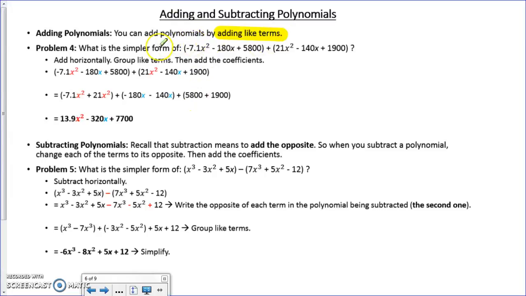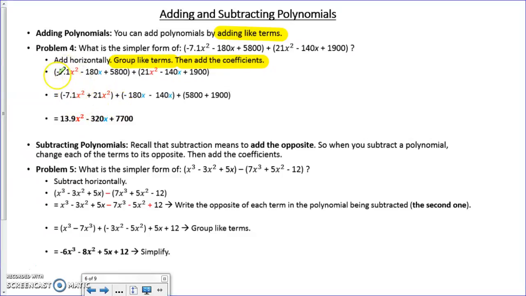Problem 4. What is the simpler form of negative 7.1x squared minus 180x plus 5,800 plus 21x squared minus 140x plus 1,900? If we add horizontally, we're going to group our like terms, and then we're going to add the coefficients. So I see negative 7.1x squared, and I see 21x squared, so they are like terms. I see x squared and x squared, so I'm going to add those.